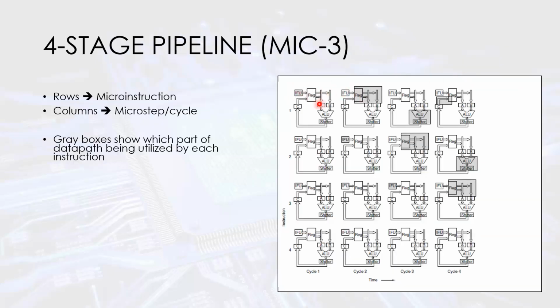And that's what we see. For instruction 1, it's going to be in the IFU, and then it's going to go into writing out to the AB bus, and then it's going to go through the ALU and the shifter, and then it's going to be written back into the registers.